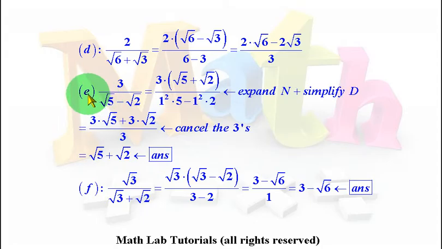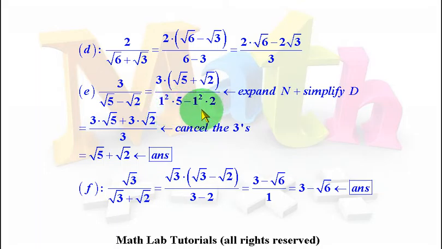Let's look at the next one, E. It's very similar to this one here. We have 3 all over root 5 minus root 2. Again, transfer the 3 over. Take the conjugate of this, which is root 5 plus root 2. We're done with the numerator. And then on the bottom, just square. Square root of 5 all squared is 5. See, I'm just using that little formula I gave you in the beginning.